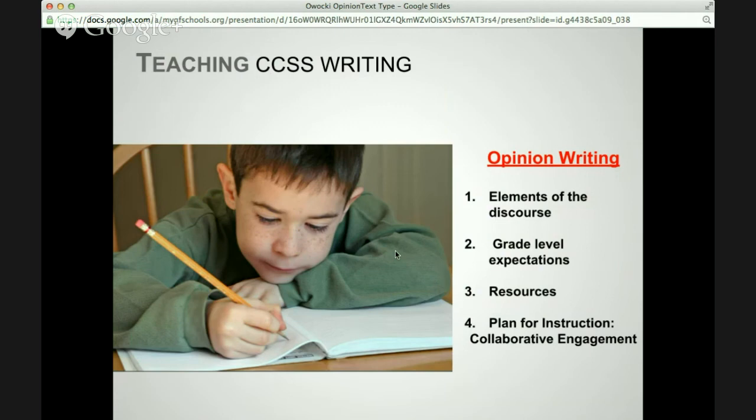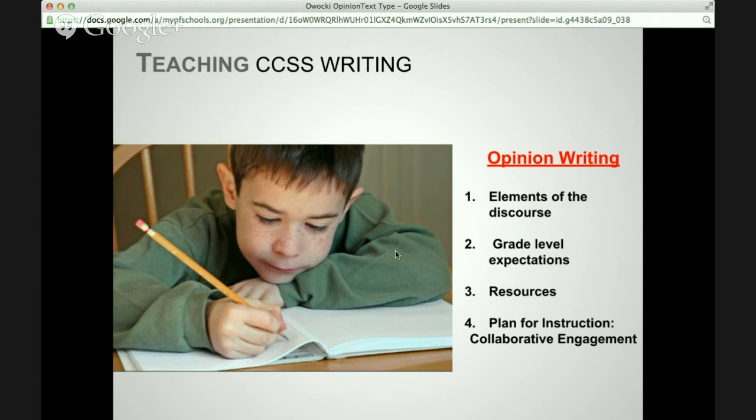So this concludes our look at opinion writing. We hope that you're seeing a lot of familiar routines, tools, foundational information that you're able to go through this pretty quickly. But with every text type, what is different is the elements of that specific discourse. And most importantly, as you are encouraging your students to write daily, that this is joyful for them.